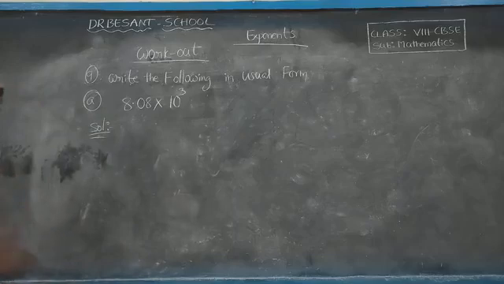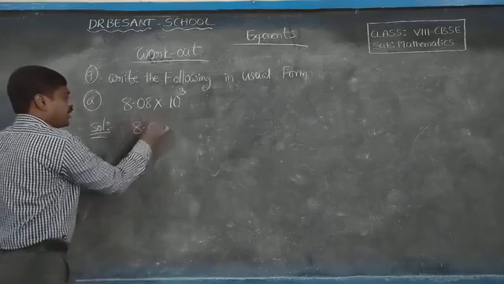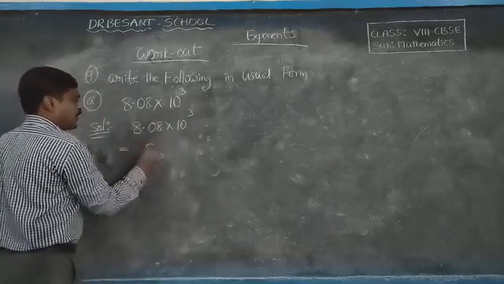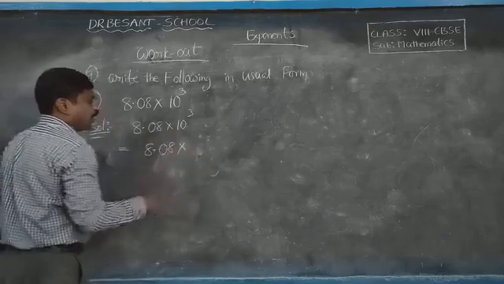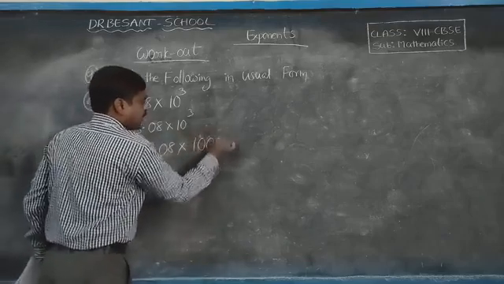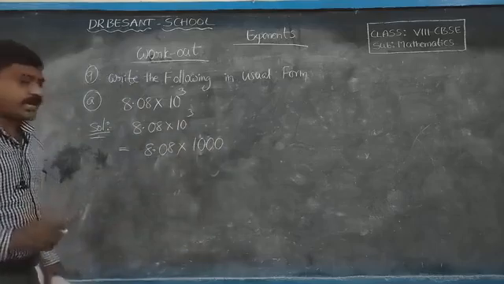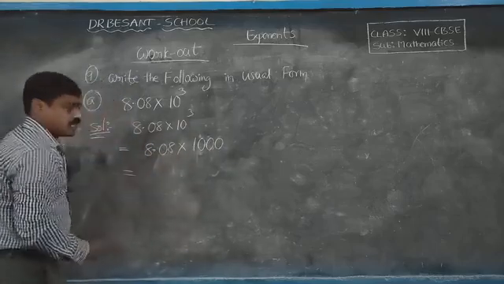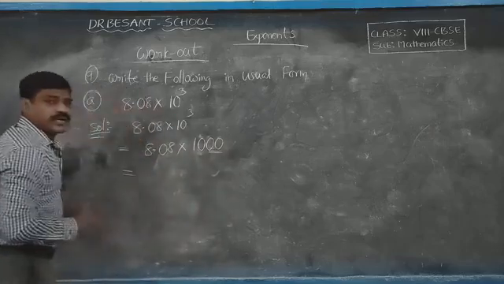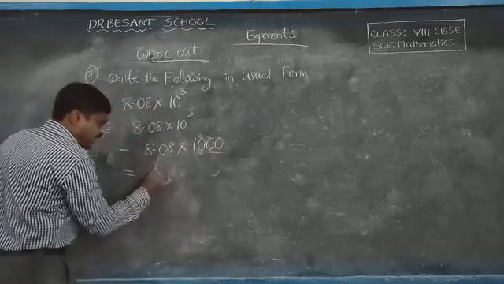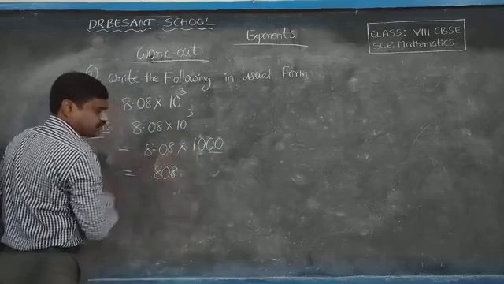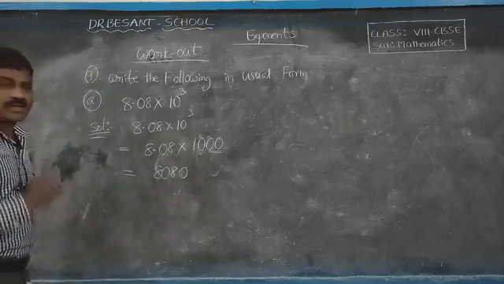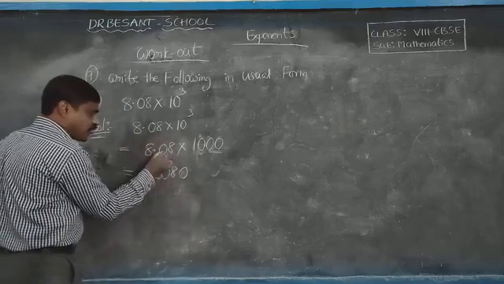8.08 into 10 cube. So this one we can write 8.08 into 10 cube, no? That is equal to, 10 cube means 10 into 10 into 10, that means 1000. After decimal, 2 digits, that's why just remove the 2 zeros. Then 808, then into 10 means 8080. See shortcut.